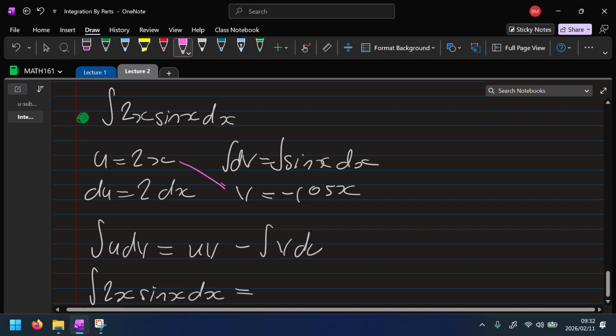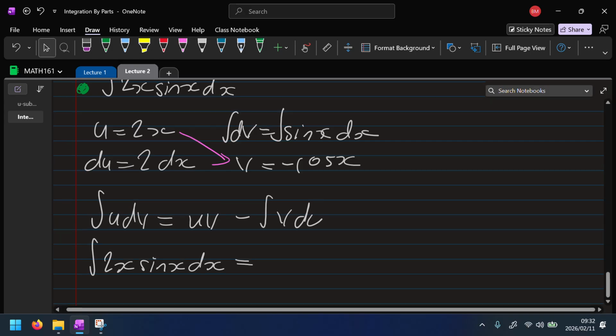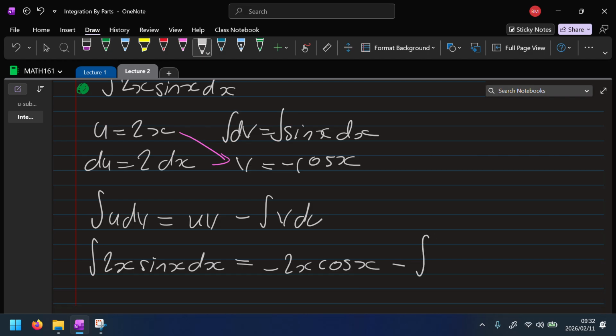uv, we look at this diagonal here. So we have a 2x and a minus cos x. Then a minus, and then the integral v du. So we look at the bottom part here. So we have a 2 and a minus cos x.